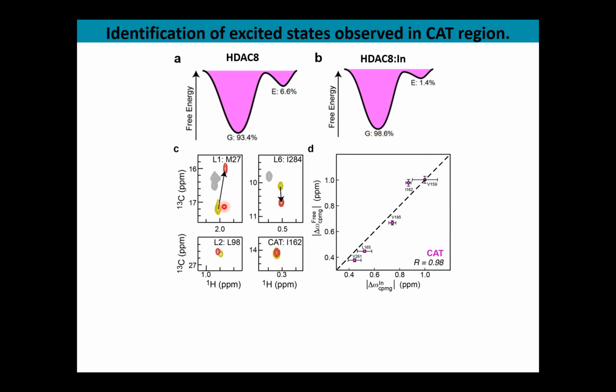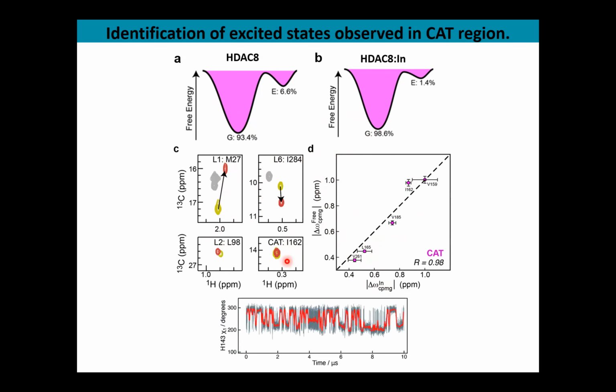And in my methyl-TROSY spectrum upon TSA binding, I found this L1, L2, and L6 region are showing a change in chemical shift, while this catalytic region is showing no change in the chemical shift. It means this region is always in the bound state. Also, I found a linear correlation between the delta omega of the free and the delta omega in the inhibitor-bound state, which shows that this region is sampling a similar excited state.